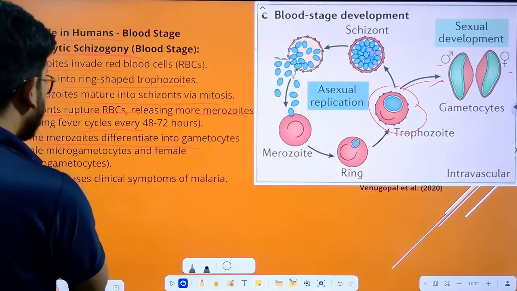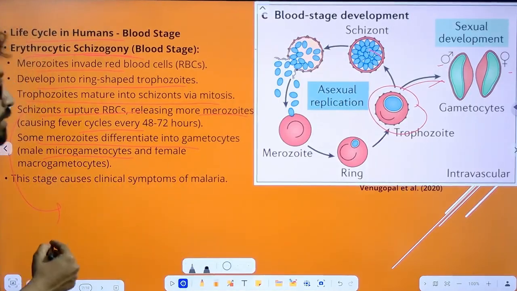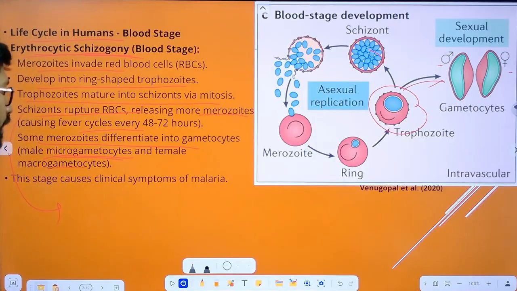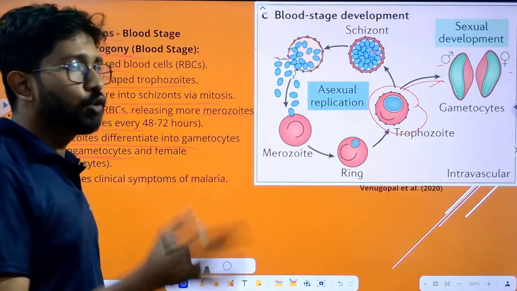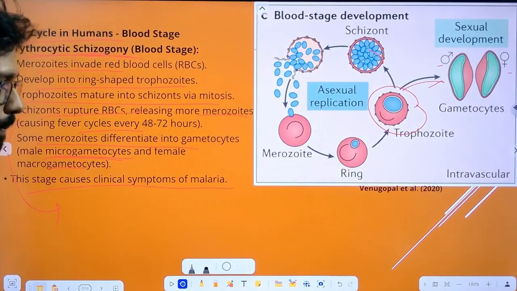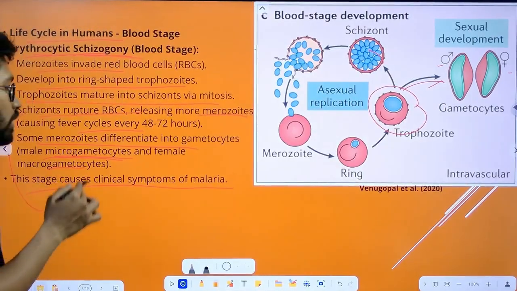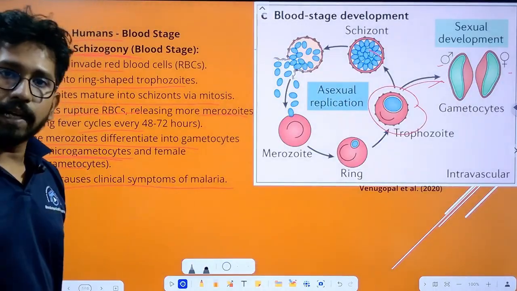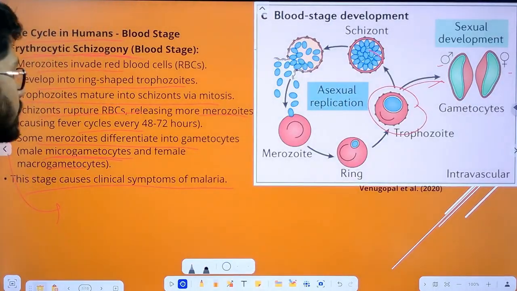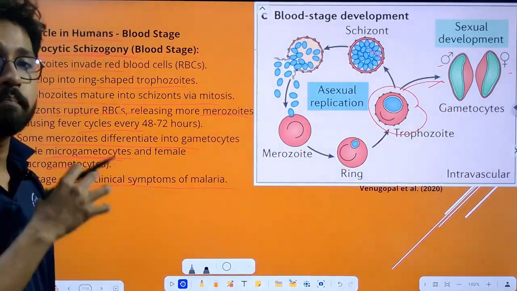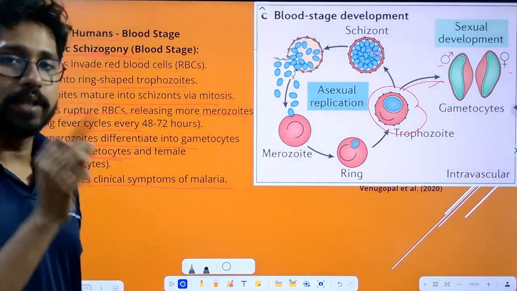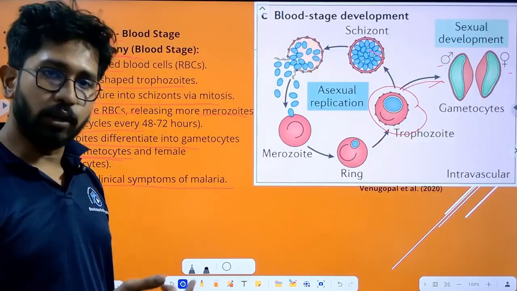So some merozoites differentiate into gametocytes, microgametes and macrogametes. These two names, microgamete and macrogamete, are named because of their size. The male gamete is usually much smaller than the female. Sorry, the female gametes are called macrogametocytes, and the male ones, which are smaller than the female, are called microgametocytes. Okay.